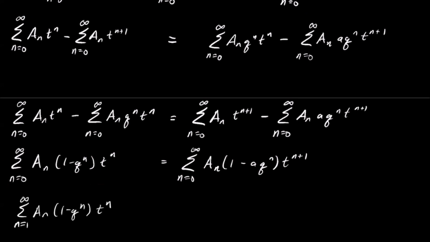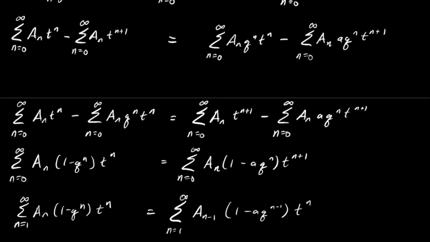Because when n is equal to 0, that 1 minus q to the 0 term is just 1 minus 1, that becomes 0. And on the right-hand side, I can reindex this a little bit. I could write this as the sum, replacing all my n's by n minus 1's. So this becomes a sub n minus 1, 1 minus a q to the n minus 1, t to the n. And now n has to go from 1 to infinity. So I have a sum that looks something like this.